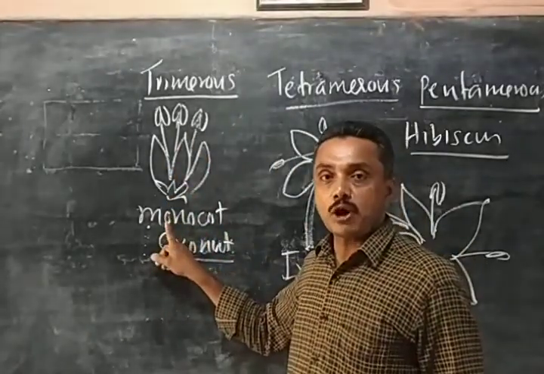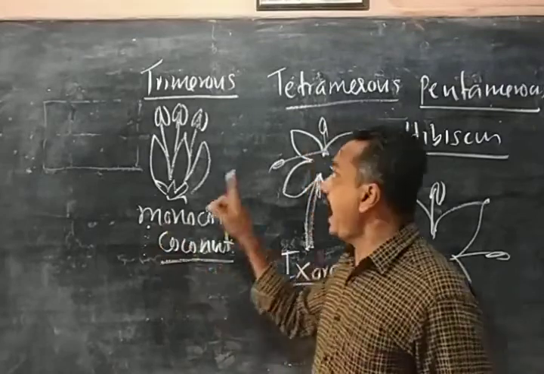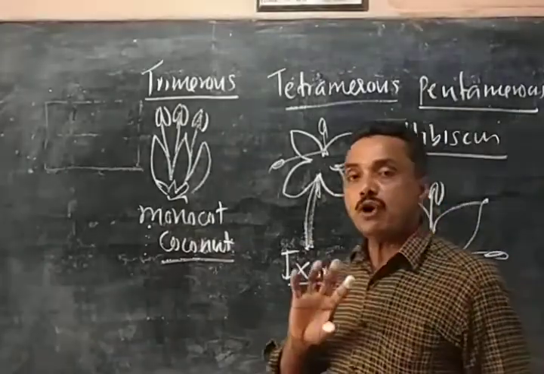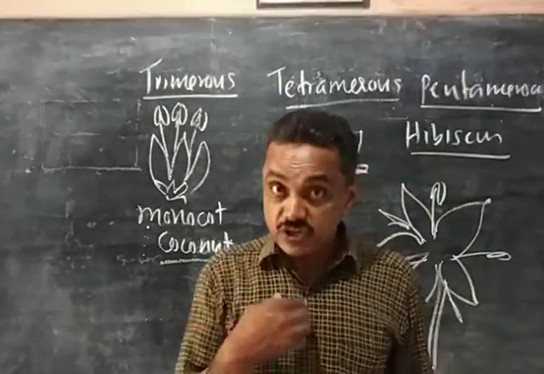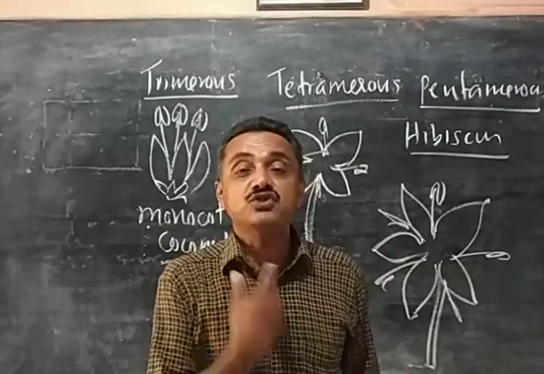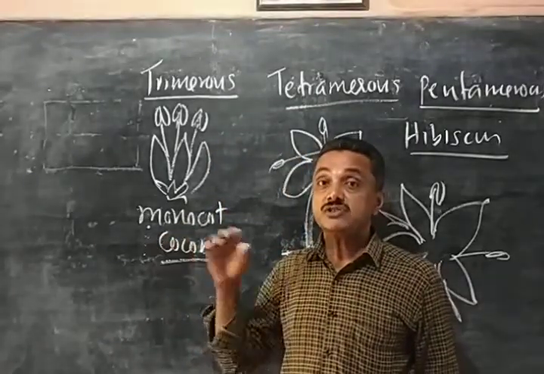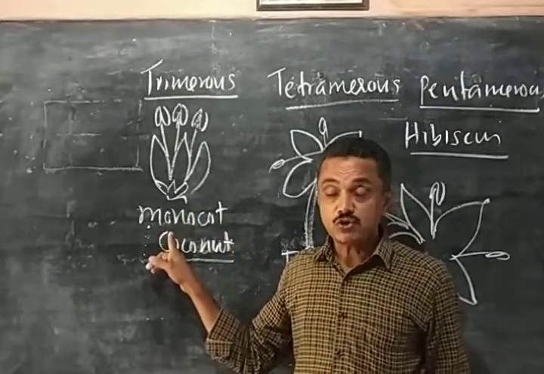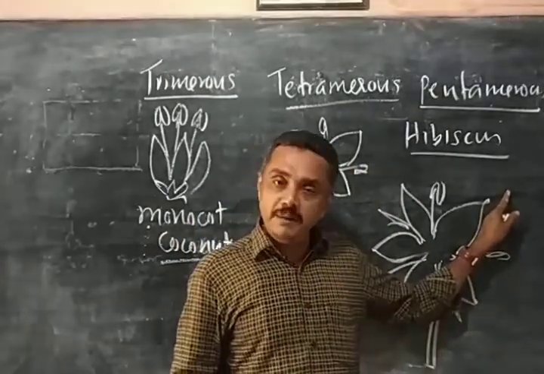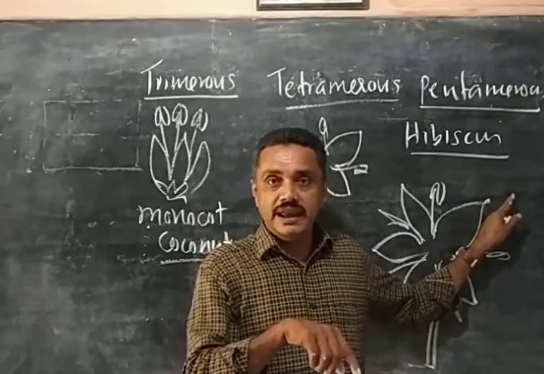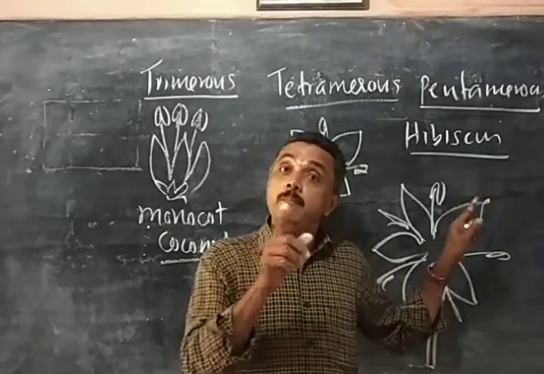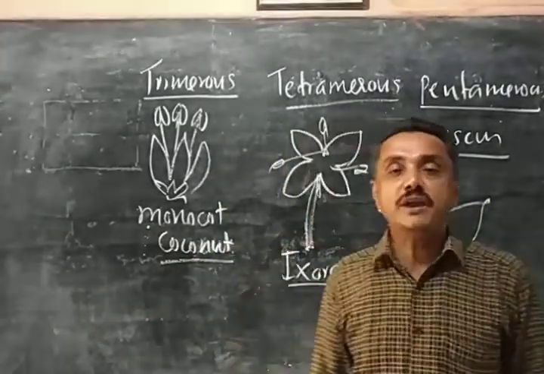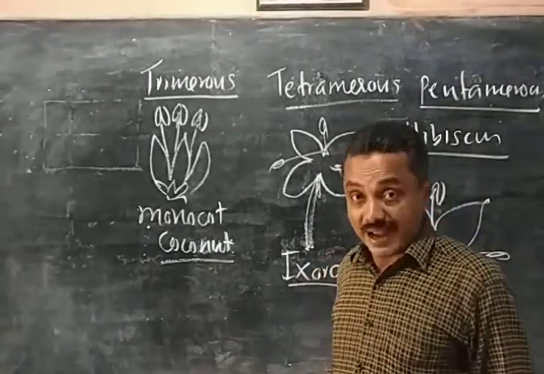Trimerous, parts are 3 or multiples of 3. Tetramerous, 4 or multiples of 4. Pentamerous, 5 or multiples of 5. If the number is 6, it comes under trimerous, because trimerous means 3 or multiples of 3, and 6 is a multiple of 3. So if petals are 6, it is called trimerous. 9 is trimerous, 8 tetramerous, 10 pentamerous. So anyhow, flowers are of 3 types: trimerous, tetramerous and pentamerous.